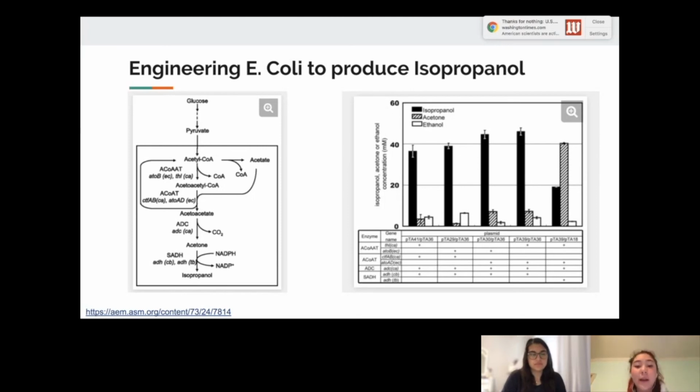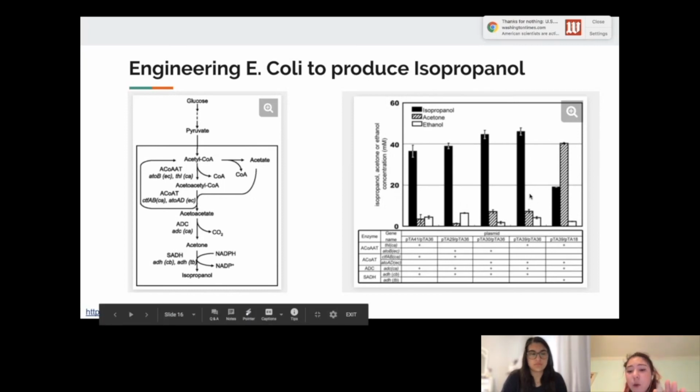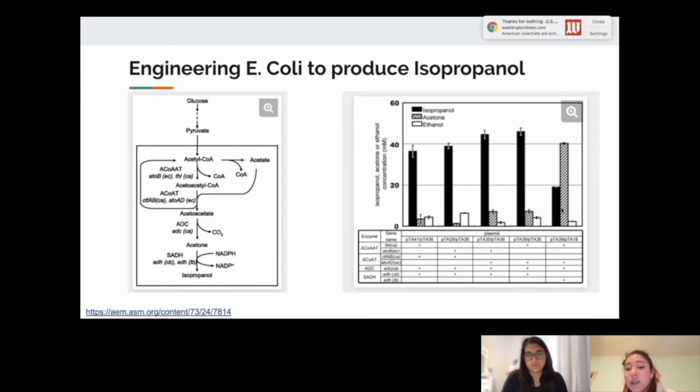If you look at the right hand side of the PowerPoint, you can see how each choice of gene in this pathway affects the outcomes of what these E. coli are producing. We're going to take a look at two of them. First, this second to last option, which produced by far the most isopropanol with the least amount of byproducts. If you look at the chart, the way that you would read this is that they have the plasmids labeled.